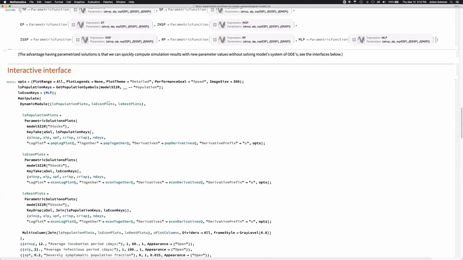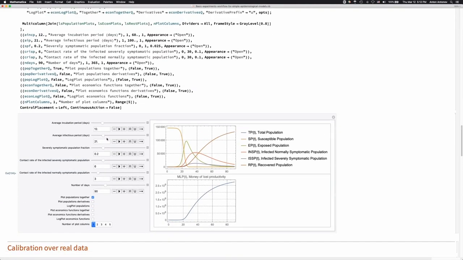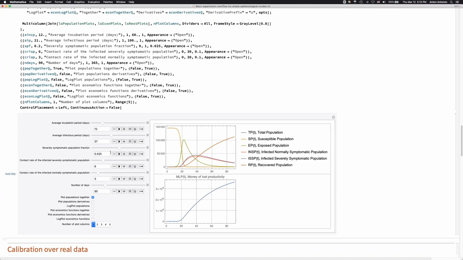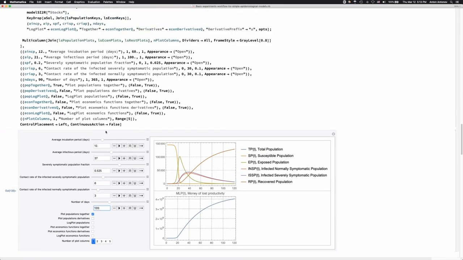Yeah, right. To just illustrate what is happening, this is how the system is being solved. We have this dynamic interface, which uses the system being solved. If I change some of the parameters, I should be able to see some changes in the graphics here. So if I increase, say, the fraction of the severely symptomatic people, I should be seeing some changes. Also, if I change the time horizon, you can basically experiment with different parameters.